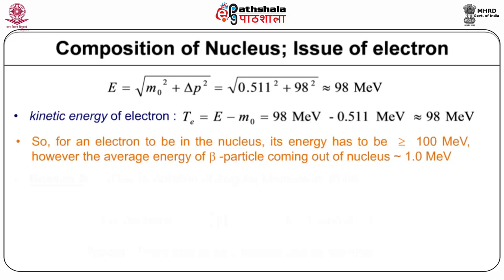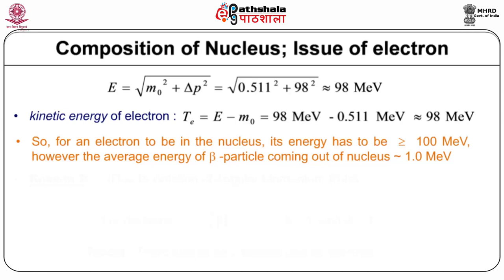However, the average energy of beta particles coming out of the nucleus is around 1 MeV. So this is the highest energy ever observed for any beta particle coming out of the nucleus. Since the energy requirement for an electron to be within the nucleus is of the order of 100 MeV, but the maximum energy of the detected beta particles coming out of the nucleus is around 1 MeV, which is hugely different, it is thought, on the basis of the Heisenberg uncertainty principle, that it is impossible for the electron to be inside the nucleus.